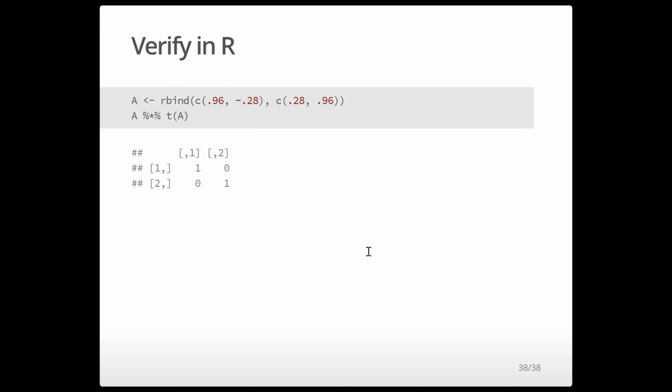And we can, again, verify this in R. So I'm going to create this matrix, and then I'm going to multiply it by its transpose, and we see it gives us the identity matrix.